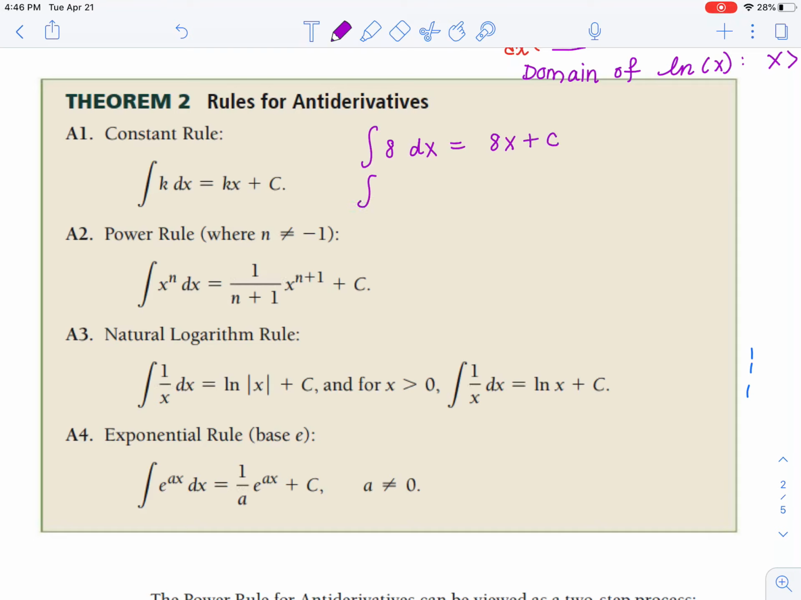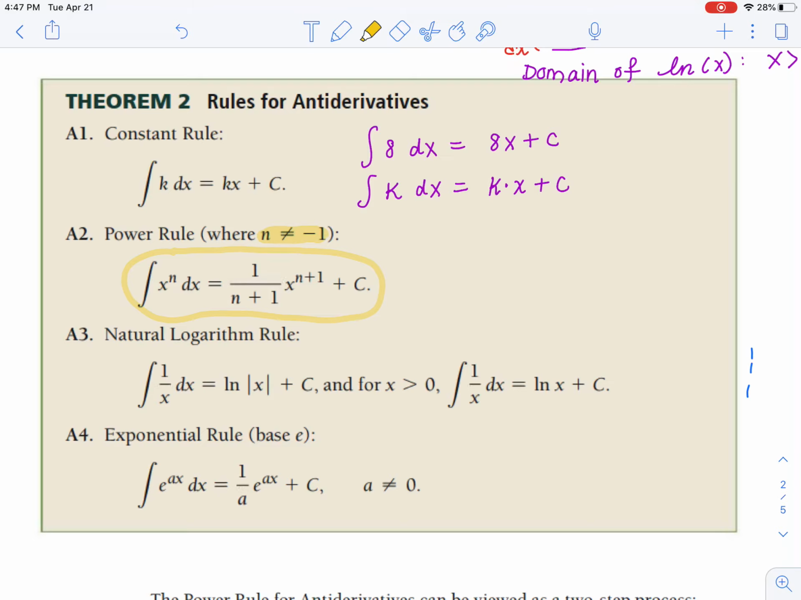The constant rule we already looked at. Remember, if you had the integral of 8 dx, that just turned out to be 8x plus c, right? So if you have any constant, call that constant k, and we're finding the antiderivative with respect to x, then that's going to be k times x plus some constant c. So that's the rule for a constant.